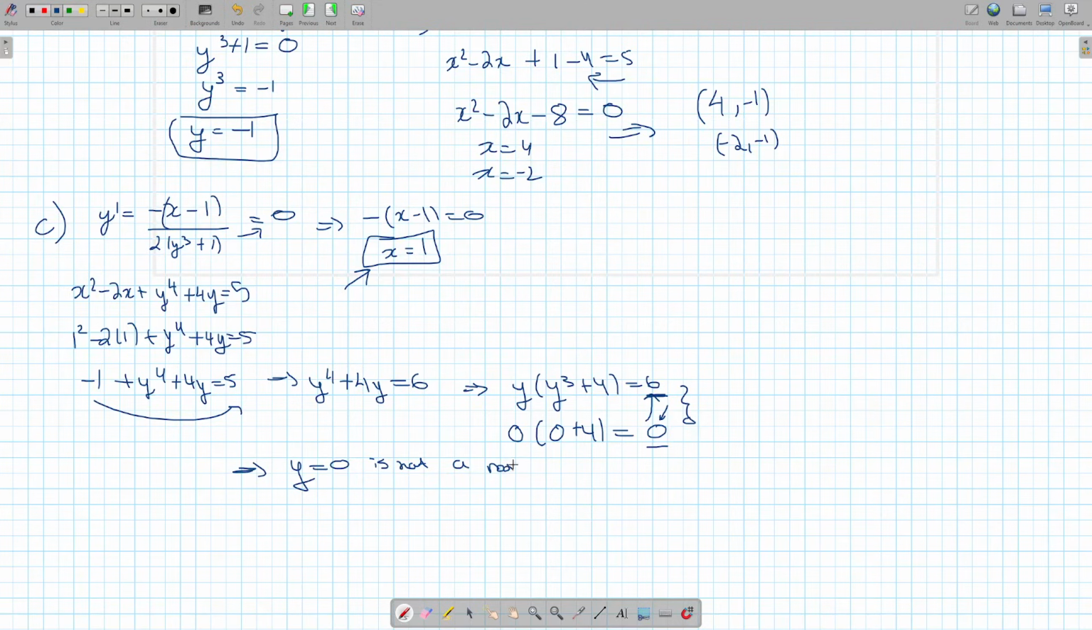a root of the equation, and therefore you cannot have a horizontal tangent. I'm just going to put HT when you cross the x-axis. Let's try another method. Let's continue with another method.